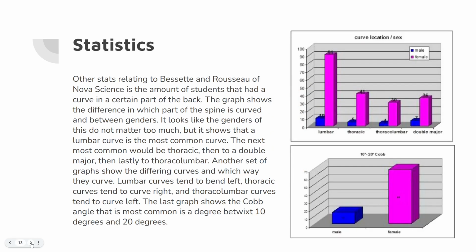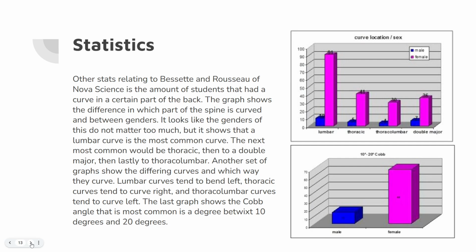Some other statistics relating to Bisset and Rousseau of Nova Science is the amount of students that had a curvature in a certain part of their back. The graph shows the difference in which part of the spine is curved and between genders. Looks like genders didn't matter much to which curve location was more common. Lumbar curve is the most common curve. The next most common would be thoracic, then double major, then lastly thoracolumbar.